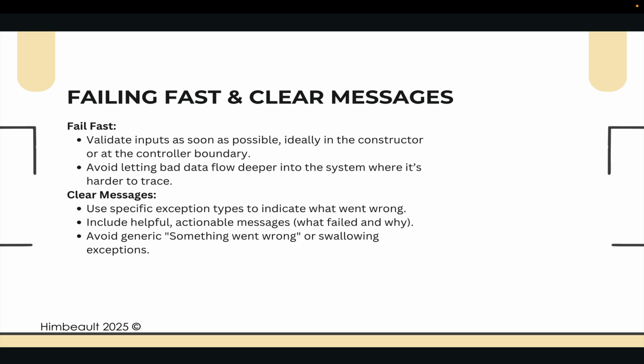So if we have a function for processing data, we can do our validation before we move further down our processing. We want to avoid letting bad data flow too deep into the system because it becomes much harder for us to trace. Our stack trace gets longer, things get more complicated and messier. We want really clear messaging. We want to make sure that we're using specific exception types to indicate what went wrong. Like I said, it might mean catching an exception from the database and then throwing a custom exception so that we know exactly what table it came from and what happened. We want to include helpful, actionable messages, and we really want to avoid the generic "something went wrong, contact an administrator," or swallowing exceptions.